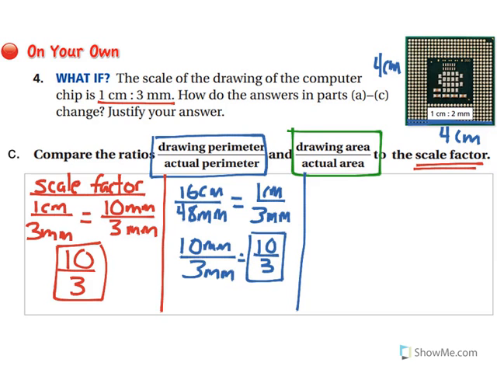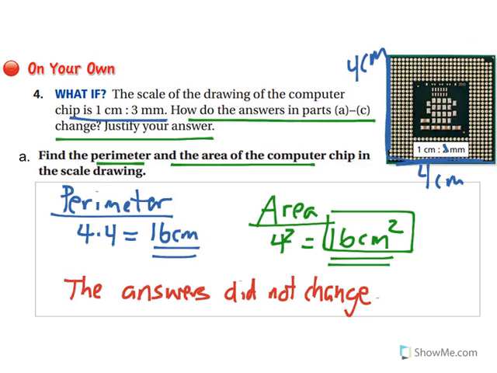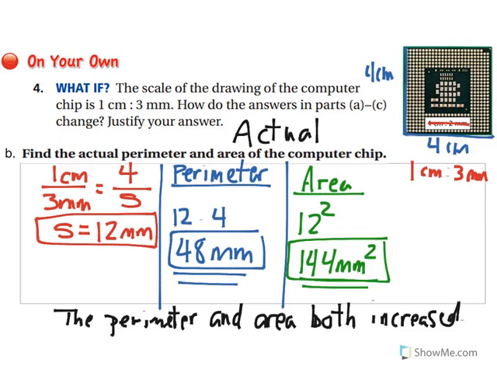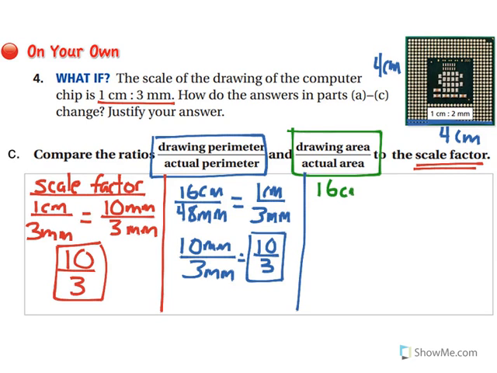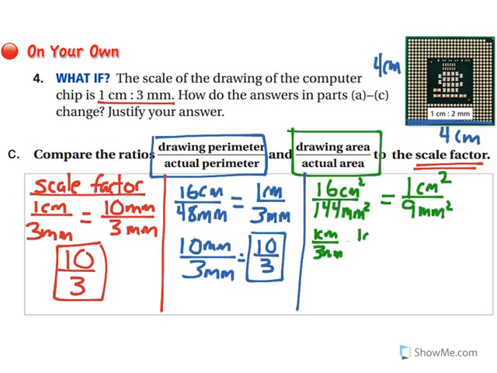Finally, with the area, the drawing area is 16 centimeters squared. The actual area is 144. So we have 16 centimeters squared over 144 millimeters squared. And we can divide both of these by 16. And so this will become 1 centimeter squared, and the 144 divided by 16 is 9, so 9 millimeters squared. And again, I'm going to show you this. If we have 1 centimeter over 3 millimeters times 1 centimeter over 3 millimeters, we would get 1 centimeter squared over 9 millimeters squared.